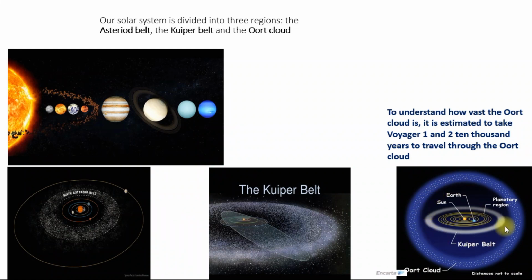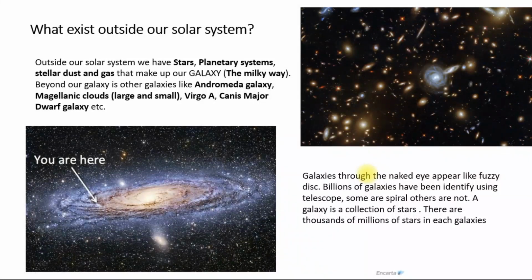For us to understand how vast the Oort cloud is, we need to look at this. It is estimated to take Voyager 1 and 2 about 10,000 years to travel through the Oort cloud. So can we imagine how vast the region is? What exists outside our solar system?